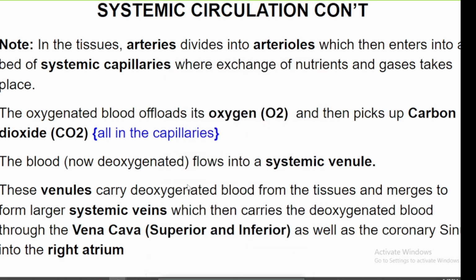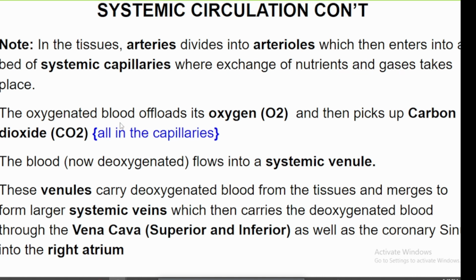All right, so I was saying that the smaller form of arteries are arterioles, and the smaller form of veins are venules. Do you understand? Now for the capillaries, we have systemic capillaries and we have pulmonary capillaries. Is that okay? So now, having understood that, let's go back to what we said earlier. Note, in the tissues, arteries divide into arterioles, which then enter into a bed of systemic capillaries where exchange of nutrients and gases takes place.